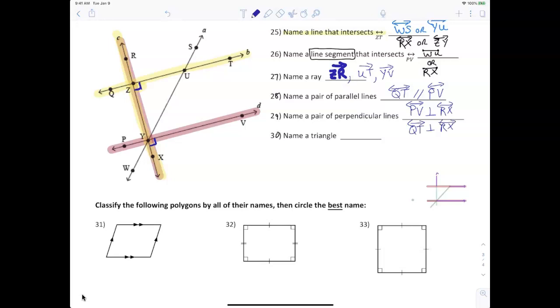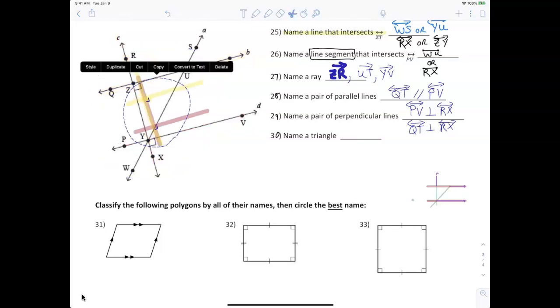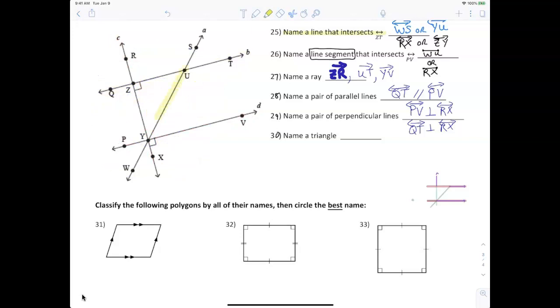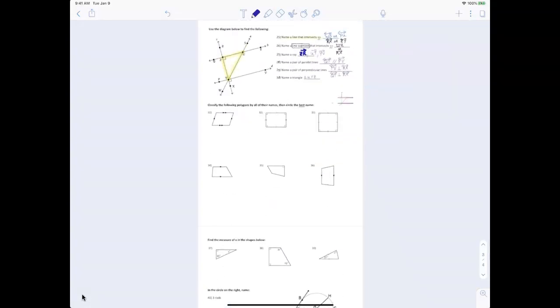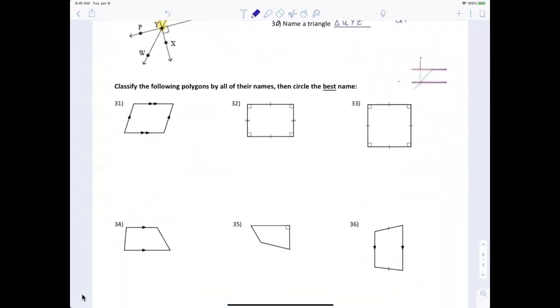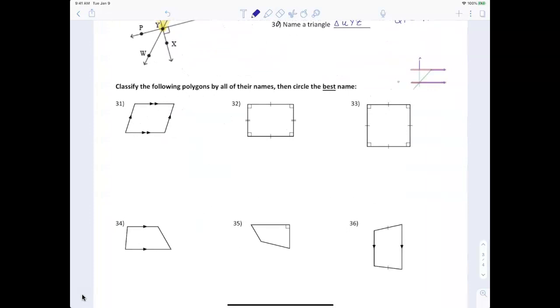Now we're going to name a triangle. Visually, I'm going to erase this for you. Get that out of our way. Visually, this right here is a triangle. So you just say triangle UYZ. Now I have a few more problems. Got to keep going because I think I see your sister at 2:30.